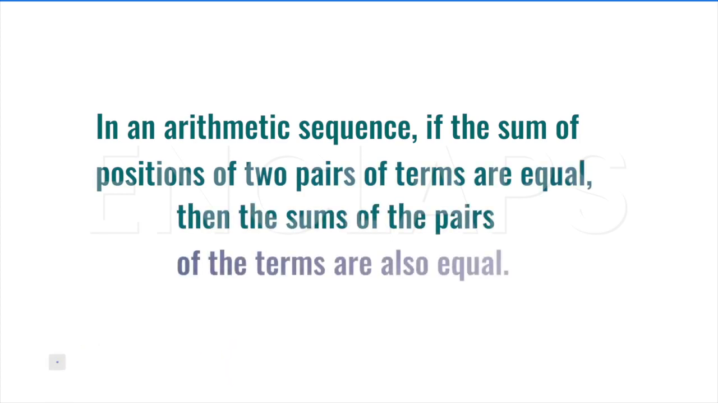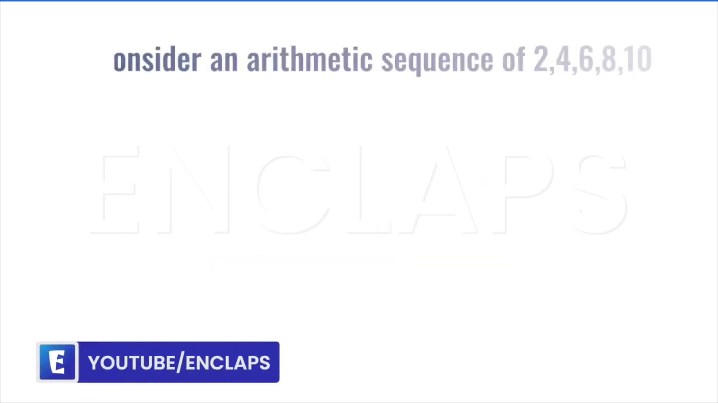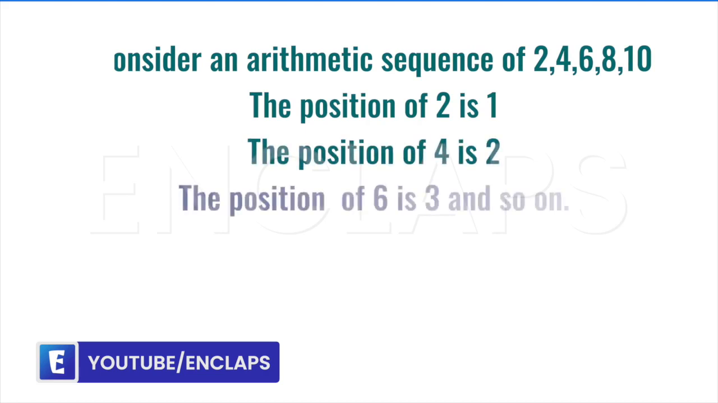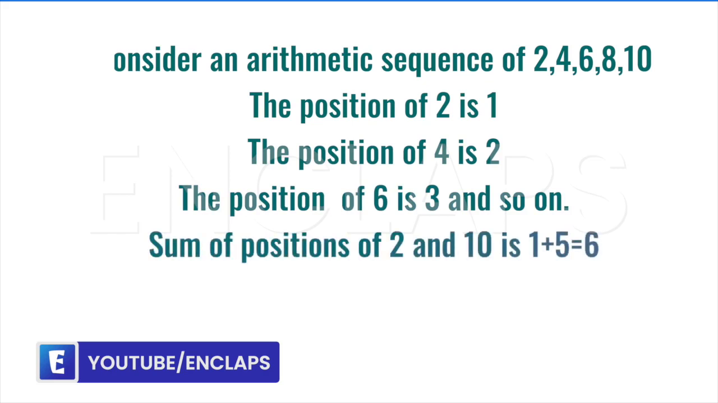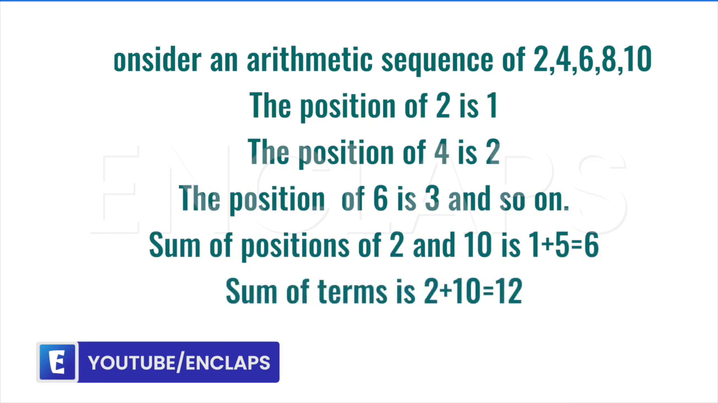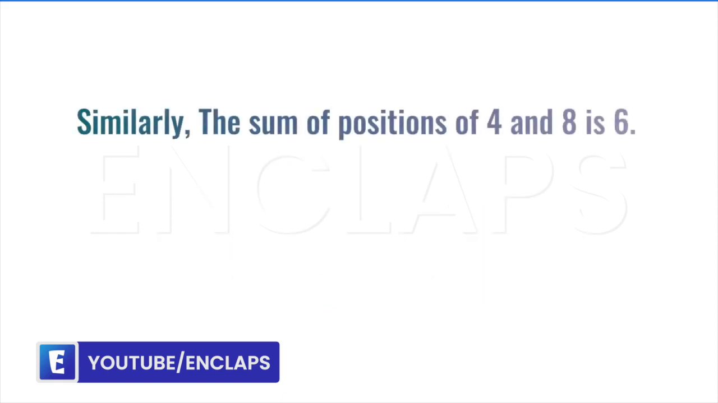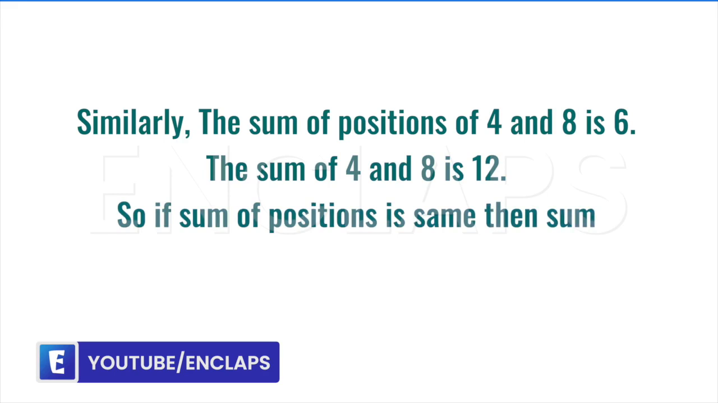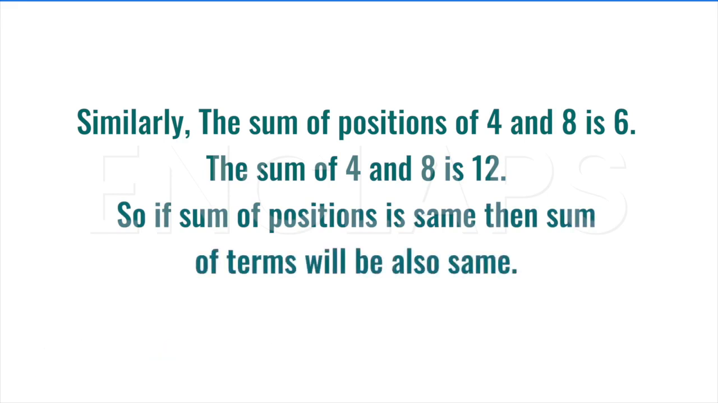Third one, in an arithmetic sequence, if the sums of positions of 2 pairs of terms are equal, then the sums of the pairs of terms are also equal. For example, again consider the arithmetic sequence 2, 4, 6, 8 and 10. The position of 2 is 1, the position of 4 is 2, the position of 6 is 3 and so on. The sum of positions of 2 and 10 is 1 plus 5, that is equal to 6, and the sum of terms 2 and 10 is 2 plus 10, equal to 12. Similarly, the sum of positions of 4 and 8 is 6, and the sum of terms 4 and 8 is 12. So if the sum of positions is the same, then the sum of terms will also be the same.